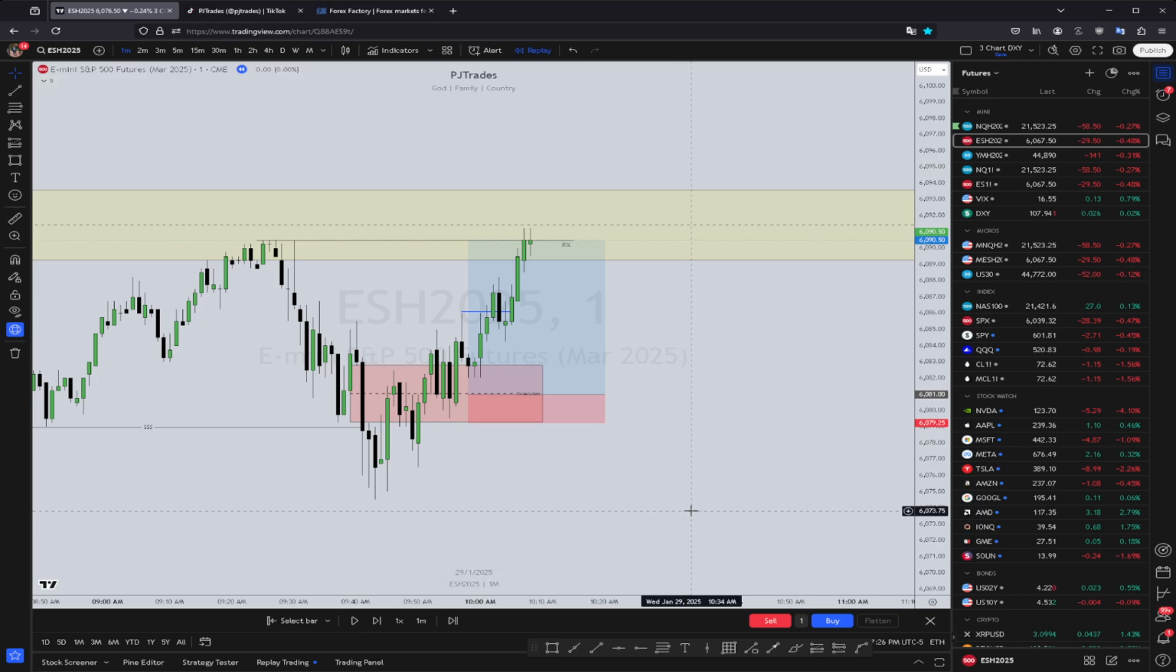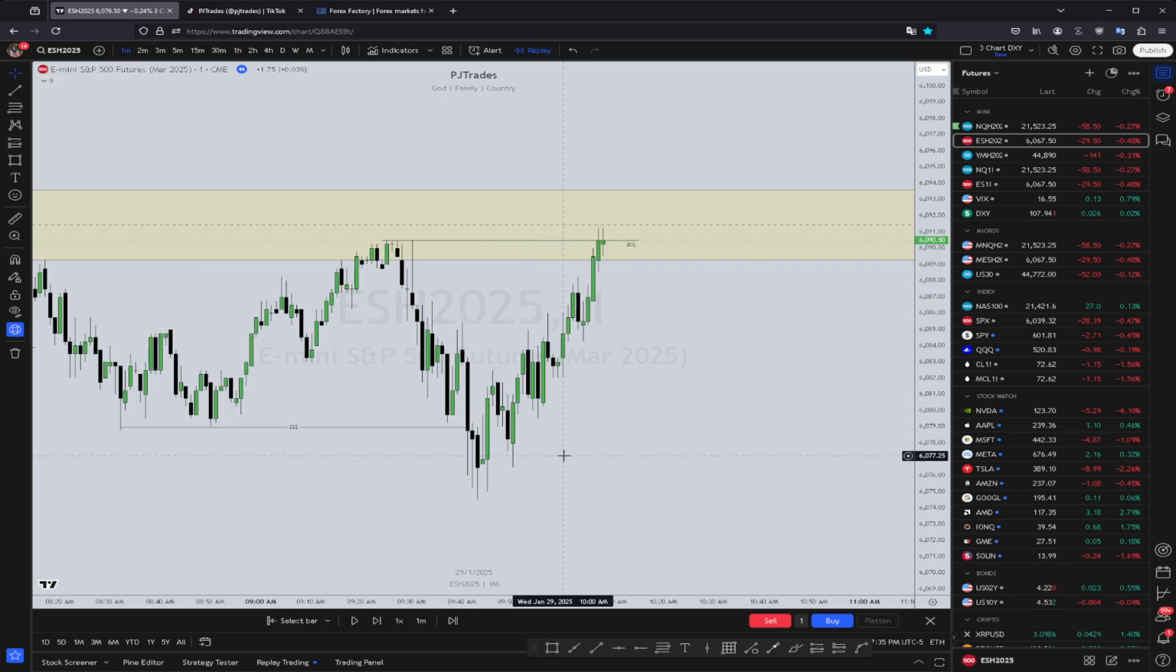Really, really nice trade. Clean setup. 1-0 on the day so far. Now, the next trade setup happens very quickly. And when we're trading futures, things like this are bound to happen. Price moves quickly, and we have to be ready to react to price.